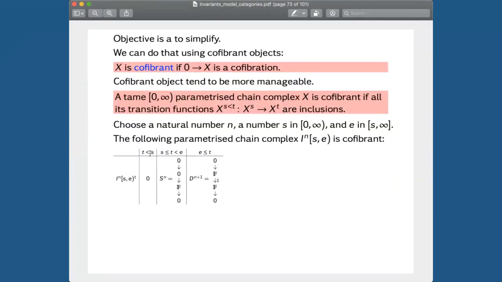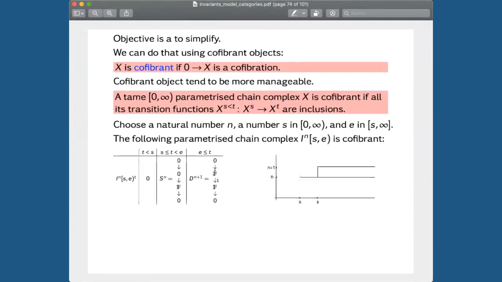So for parameters less than start, you get 0. So this is a parameterized chain complex. You start with 0 till you hit s. And at time s, you put a sphere. So this is a chain complex which is concentrated in only one degree, degree n, and there is a field in that degree. Okay, so it's a very simple chain complex. So at time s, this chain complex evolves, and this chain complex persists until you hit time e, in which you put a complex which is concentrated in 2 degrees, n plus 1. And the differential is the identity, and other values are 0, okay?